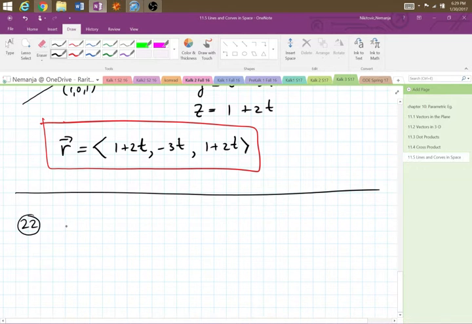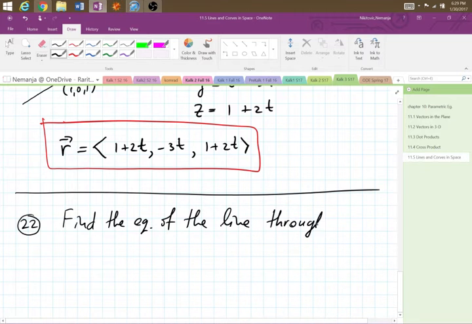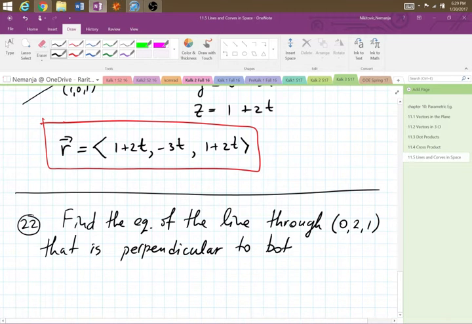22. Find the equation of the line through 0, 2, 1 that is perpendicular to both vector u, which is given as 4, 3, negative 5, and the z-axis. Good luck.